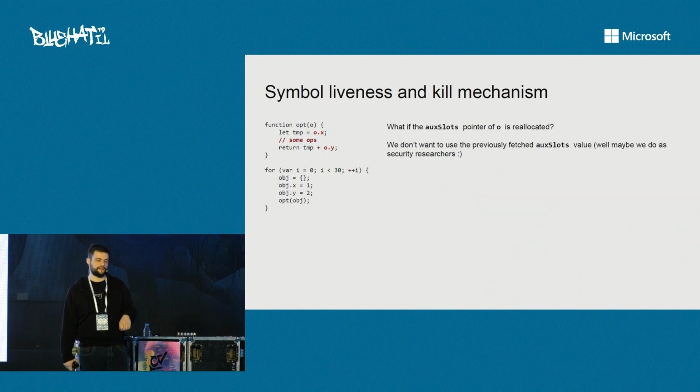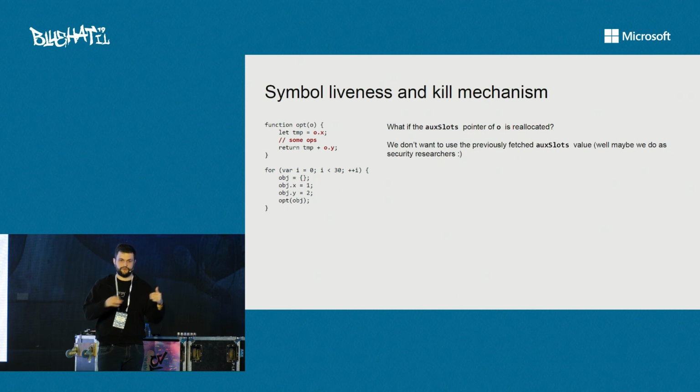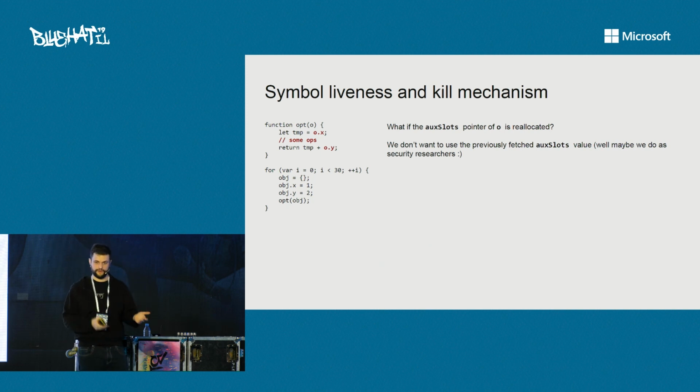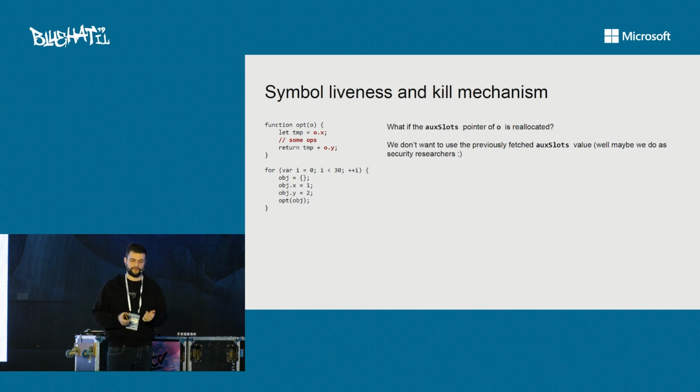Now the counterpart to that is that if we change the example slightly, and in between the time we fetch property X and we fetch property Y, we have some operations, and those operations might cause the property value array to be reallocated, what do we have to do in that case?